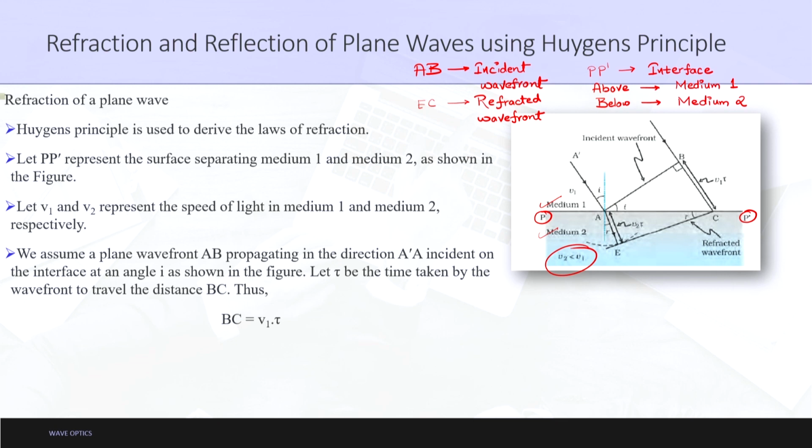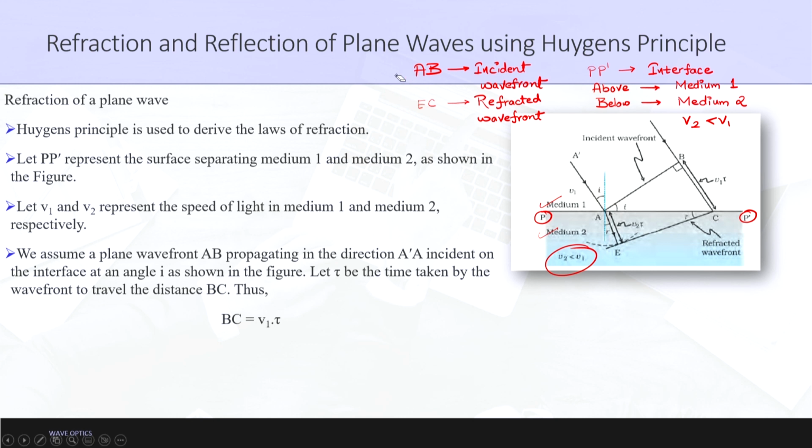So, this was the last discussion we kept in lecture 2 part 1. This was AB, that is the incident wave, this is EC, that is the refracted wave, and PP dash was the interface given to you. Above the interface was medium 1, below the interface was medium 2, and according to the wave theory of light, V2 is less than V1. This is the complete concept already known to us. Let us move on to the detailed discussion of how refraction happens.